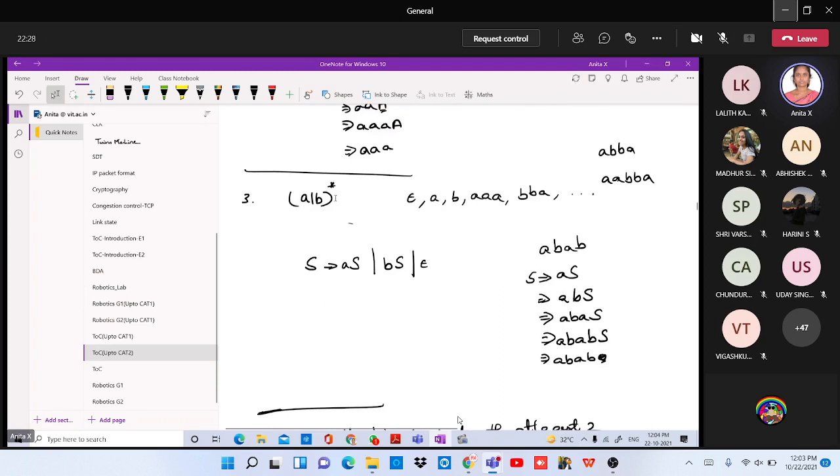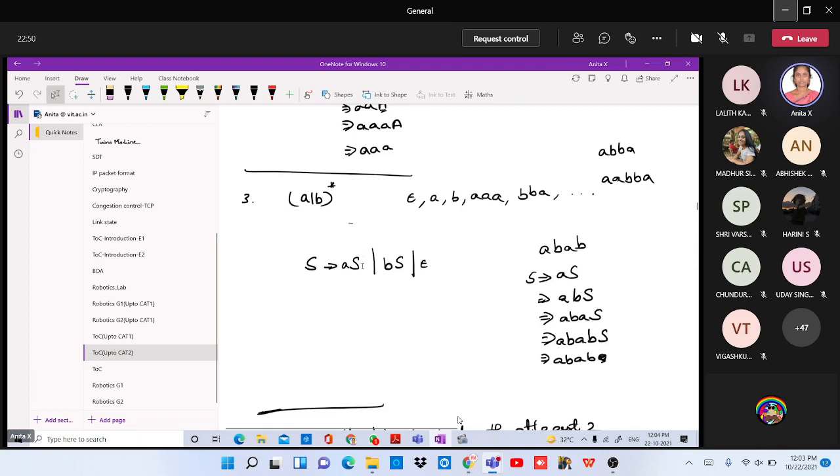Here next is (A or B) star. What is (A or B) star? Epsilon, A, B, A. So any number of times A or B can be concatenated in any pattern. There is no sequence, so A and B can be repeated any number of times. That's it. Epsilon is possible, so epsilon is included.